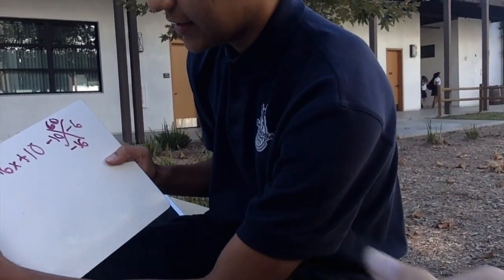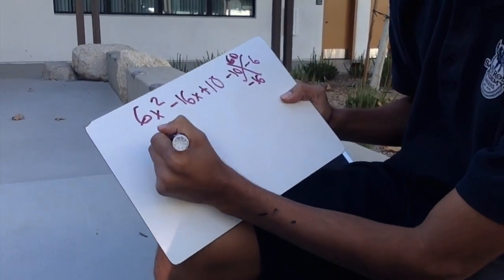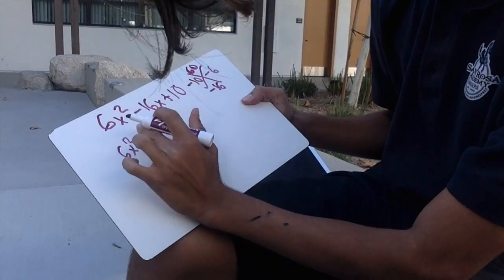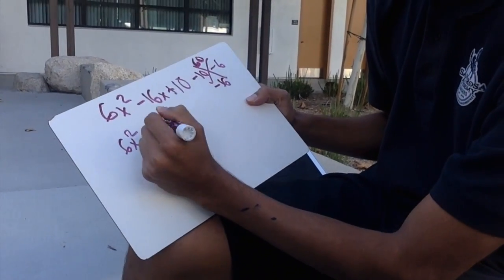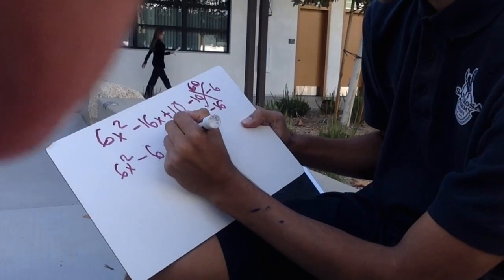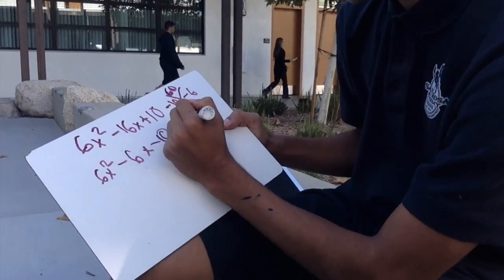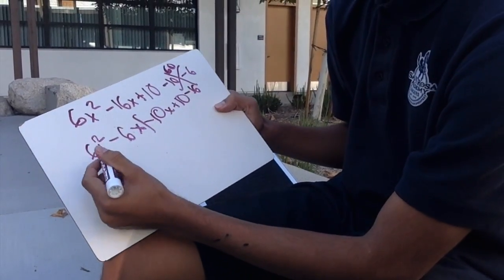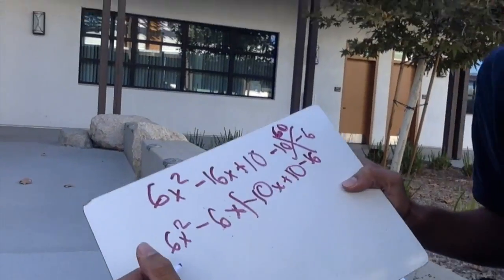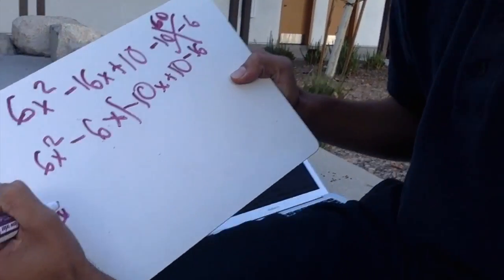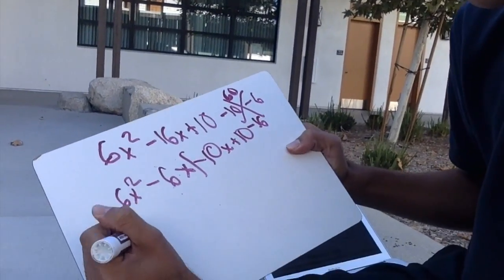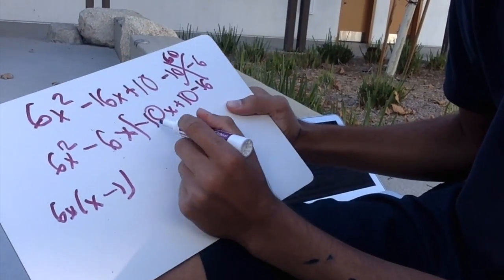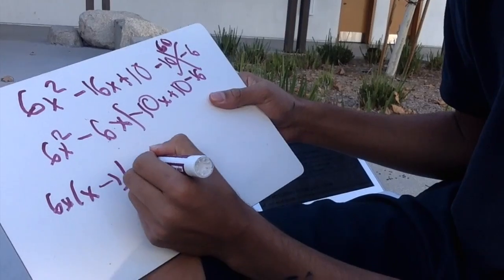So you would do 6x squared minus 10x, and then minus 6x, and then minus 10x plus 10. And then you would split these and just do the greatest common factor. So the greatest common factor here is 6x, so you put that outside the parentheses. And the greatest common factor for this one is negative 10. So you do negative 10.